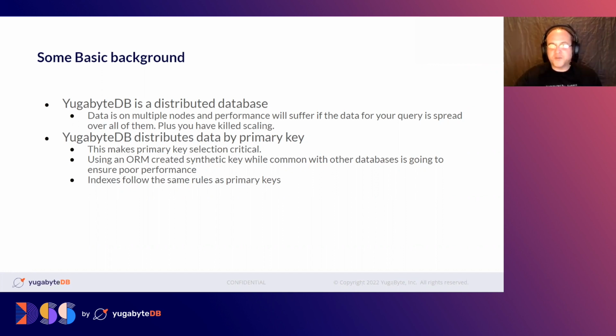Now, indexes will follow the same rules as primary keys in that an index will be broken into parts and spread across multiple nodes in the cluster, again, to facilitate scaling. But that's still going to work for you because for any given index lookup, that key is going to tell you which node to visit to begin that process.